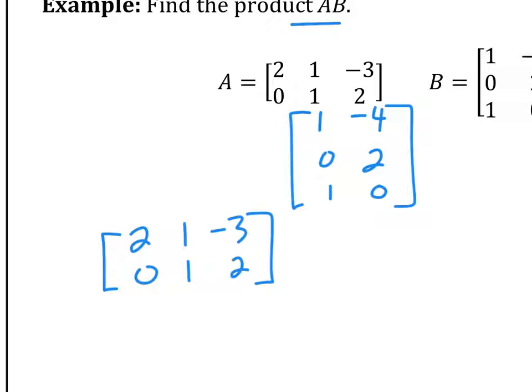Next, you're going to draw a matrix like this. This is going to be the final matrix. And then you're going to draw some grid lines. The grid lines are going to go in between the rows and the columns.